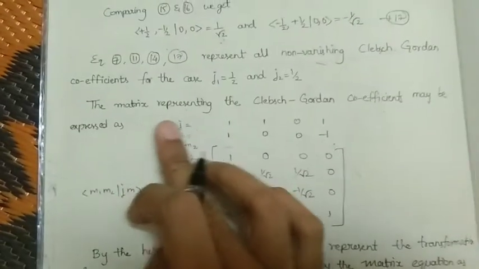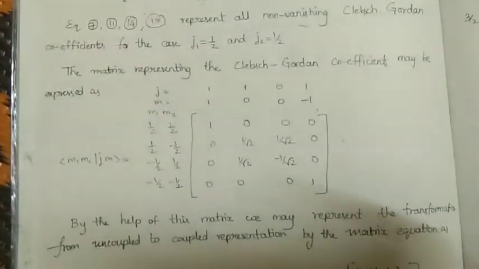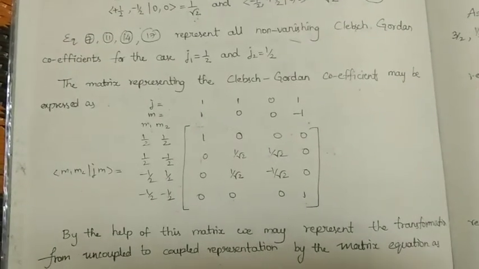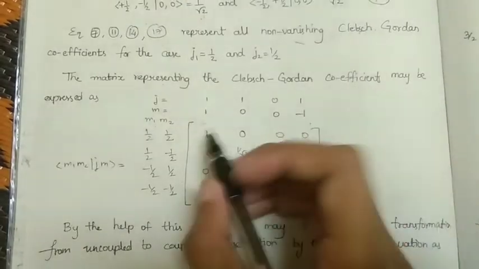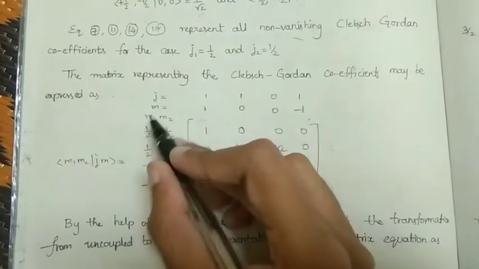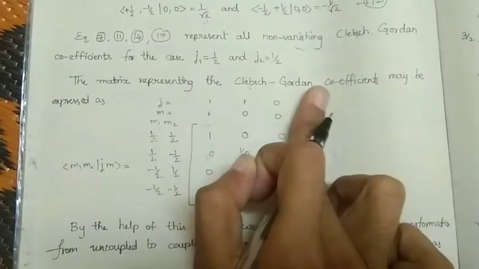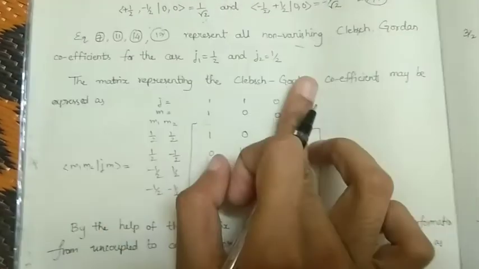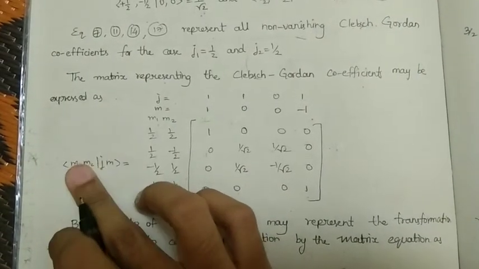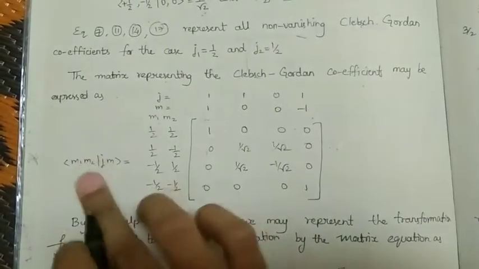So the matrix representation of the Clebsch Gordan coefficients may be expressed as follows. In order to represent these Clebsch Gordan coefficients in matrix form, we have this form. At the top we have the j values and the corresponding m values, and here we have m1 comma m2. So this is the uncoupled form and this is the coupled form. So m1 comma m2 to j comma m: the uncoupled form is being converted to the coupled form. That is nothing but the Clebsch Gordan coefficient.